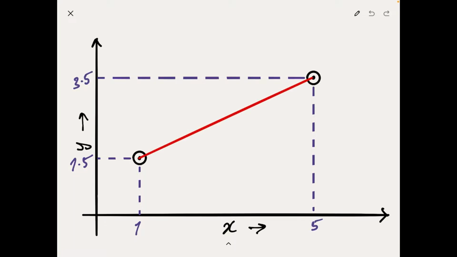If I join these 2 points with a straight line, I will have a linear curve. In this case, the mathematical function of the curve will be y is equal to 0.5x plus 1. Now we are interested in finding the area under this curve. Before we jump in and do the calculation, let us first try to understand what exactly the area under a curve represents in the next section.